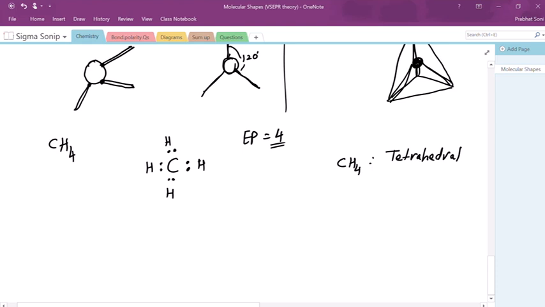That's a tetrahedral shape, and this has been experimentally verified. The angle between 2 hydrogen atoms is 109 degrees. Let's look at another example, water.